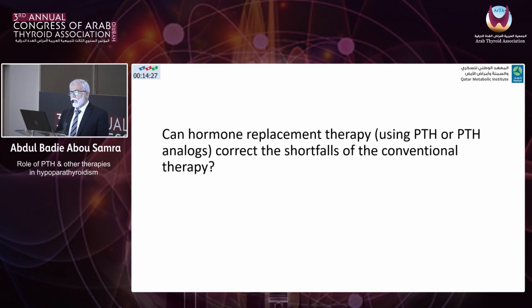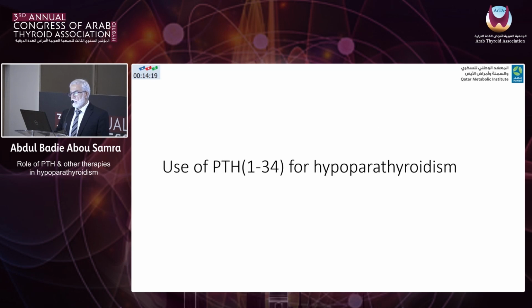So the question: can hormone replacement therapy using PTH or a PTH analog correct the shortfall of conventional therapy? I'll describe the trial that used parathyroid hormone 1-34 for hypoparathyroidism. You know, PTH 1-34 is used for osteoporosis.